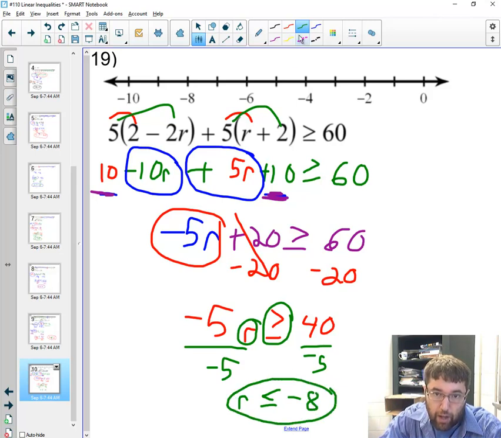Circle the answer. And because we have a line underneath the inequality, it is a solid dot on negative 8. And because it's pointing to the left, we point to the left.